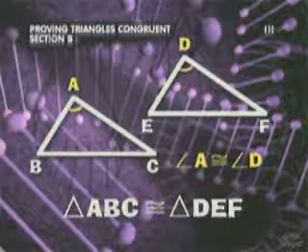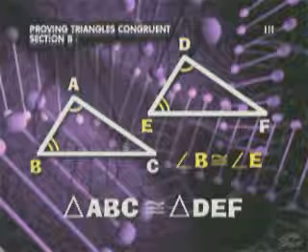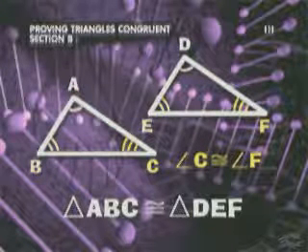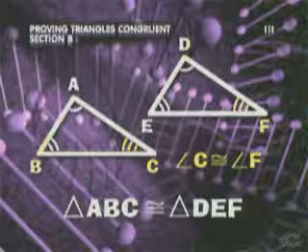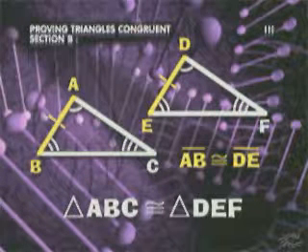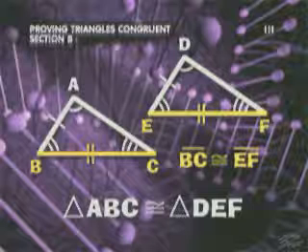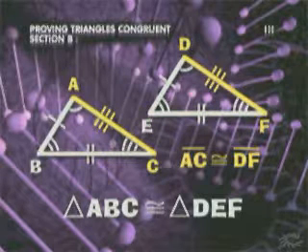So, angle A is congruent to angle D. Angle B is congruent to angle E. Angle C is congruent to angle F. Segment AB is congruent to segment DE. Segment BC is congruent to segment EF. And segment AC is congruent to segment DF.